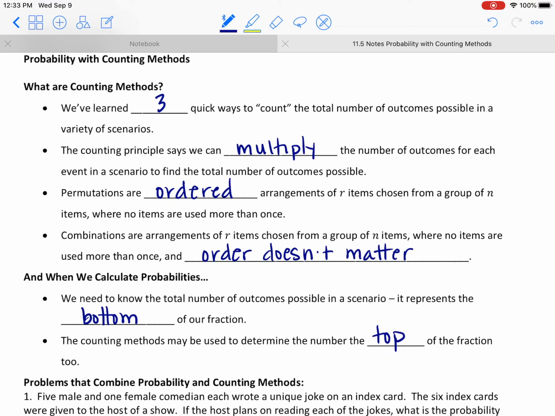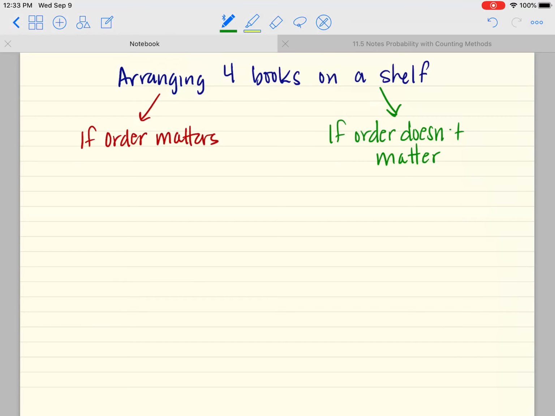But before we get into that, I just want to distinguish a couple things, just to be ultra clear on where we were before and what we're going to be applying now. So let's just say we were arranging 4 books on a shelf. Okay, we've got 4 books we put on a shelf. If the order of the books matters, and we can't put more than one book in more than one spot on the shelf, then we can apply the concept of counting principle, permutation, or combination, depending on if order matters or order doesn't. So if the order matters, then we're going to call this a permutation. This is a permutation where if the order matters, or we could use the counting principle here, and I'll show you both.